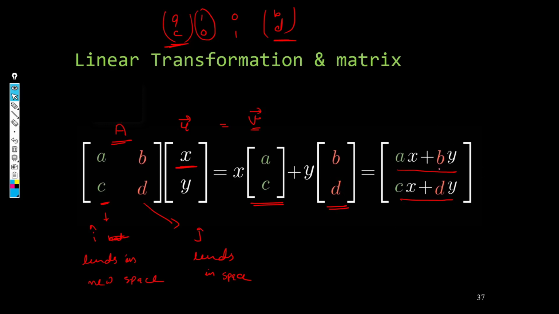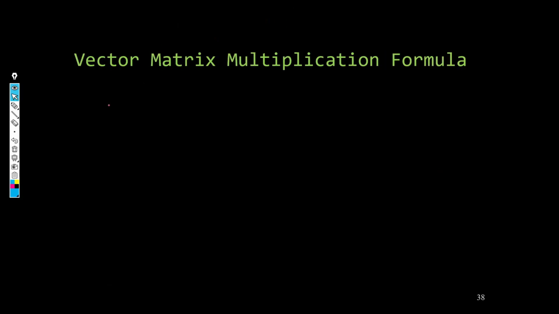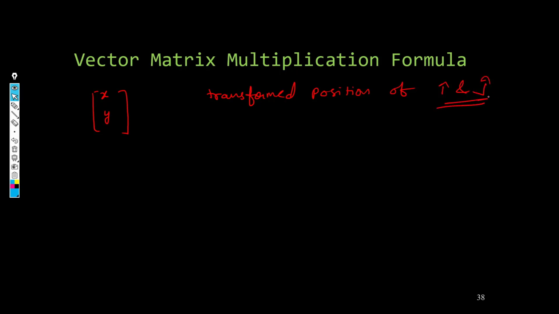So what I mean to say is that if you want to see the position of any vector in the space after applying a certain transformation, the information you need is just the transformed position of i hat and j hat. I am saying i hat and j hat, but it means the basis vectors which you are using in your original space.